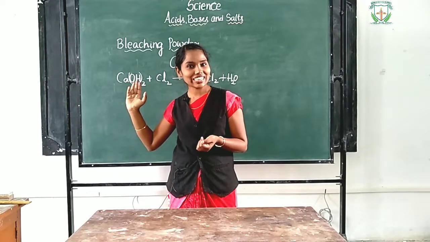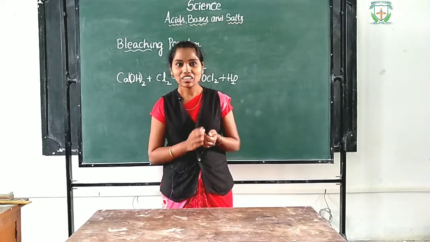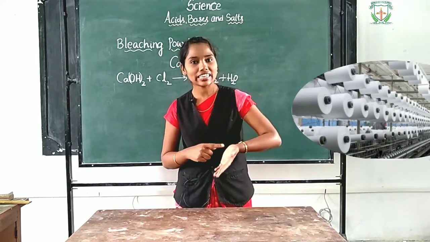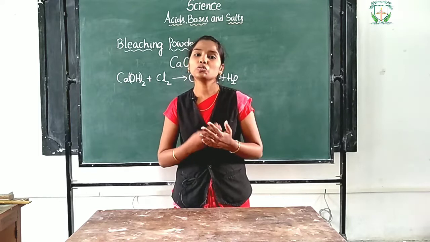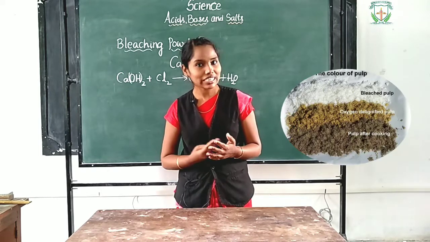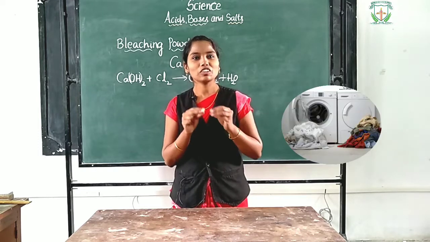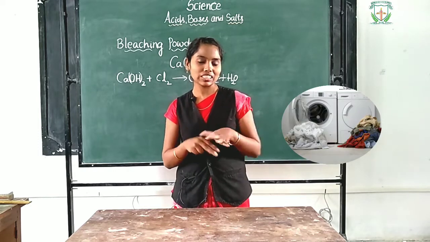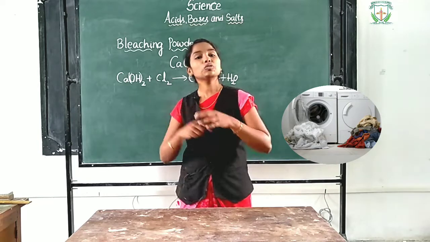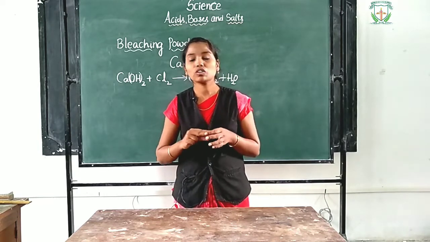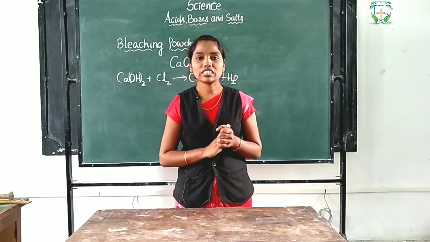Children, what is the use of this bleaching powder? As the name indicates, it is used as a bleaching agent. It is used for bleaching of cotton and linen in the textile industries, and also to bleach the wood pulp in the paper industries, and also to bleach dirty clothes in laundry. It is also used as a disinfectant because it kills the germs in the water.